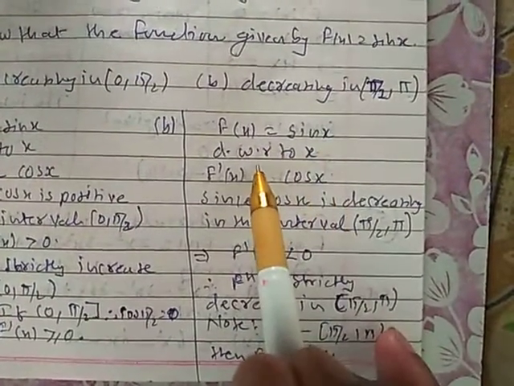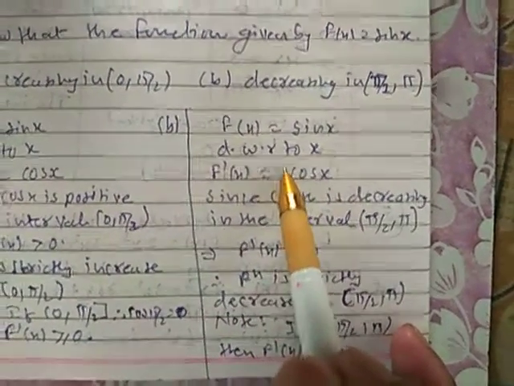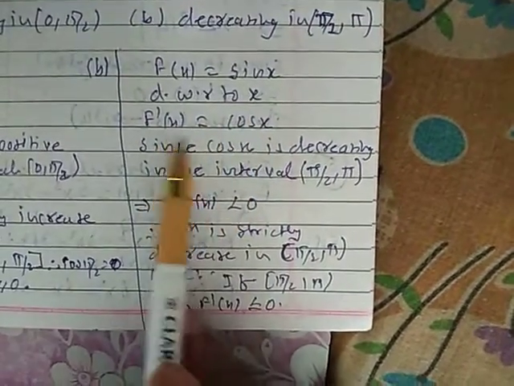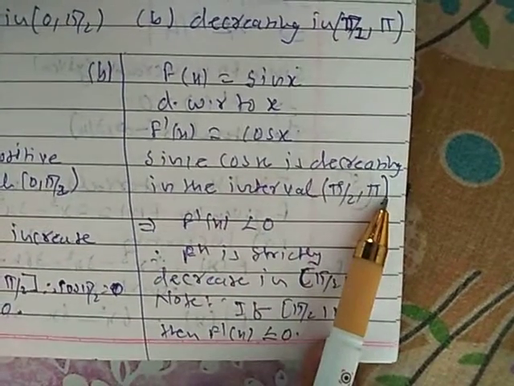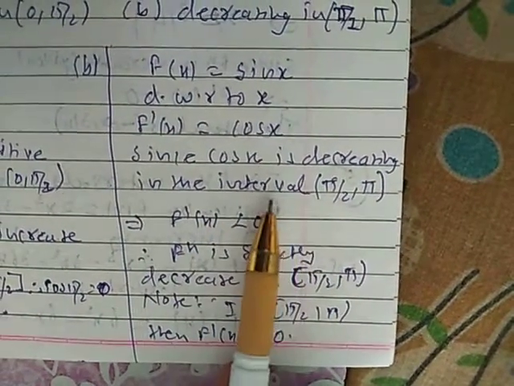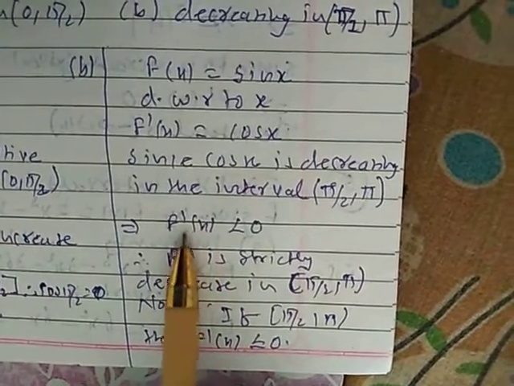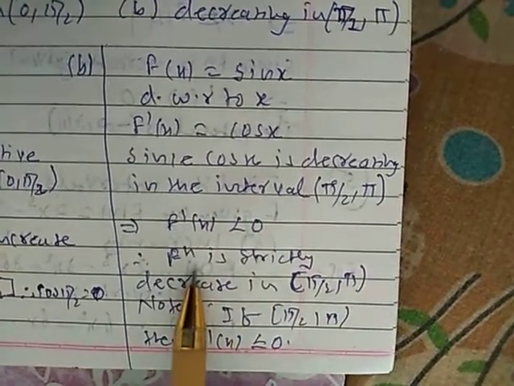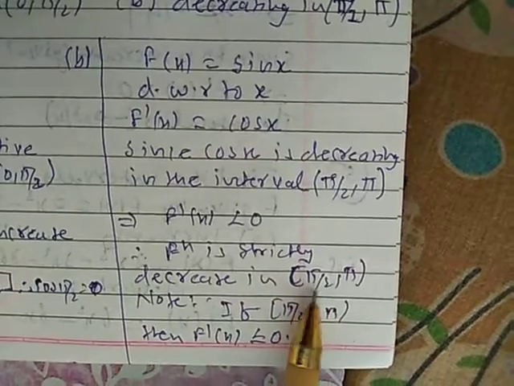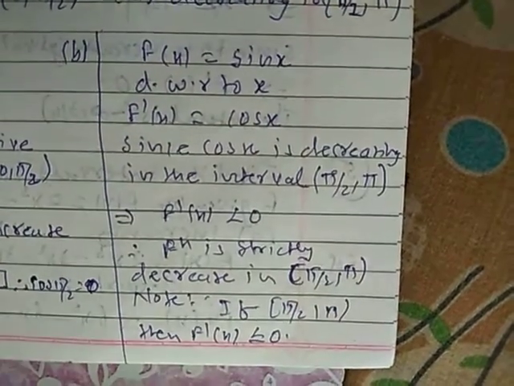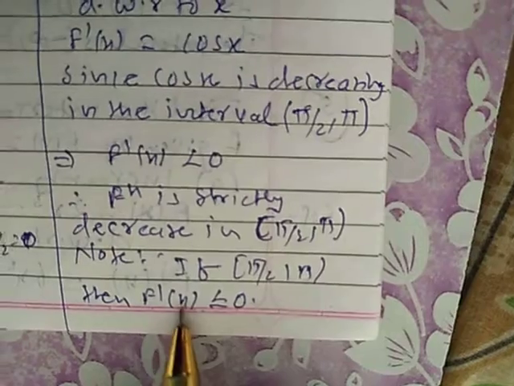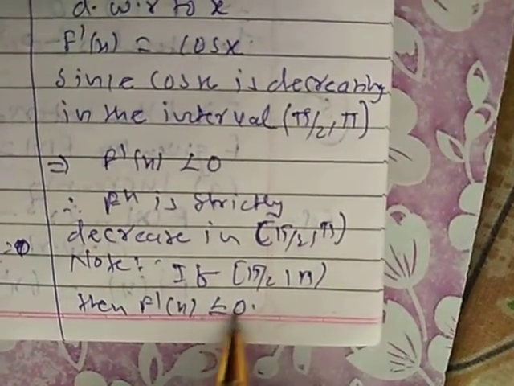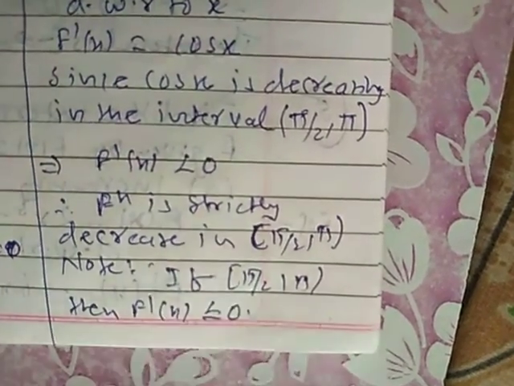The same way here, f(x) = sin x, the derivative with respect to x, f'(x), is cos x. Since cos x is decreasing in the interval pi by 2 to pi, f'(x) is less than 0. So the function is strictly decreasing in the interval pi by 2 to pi. If it is the closed interval pi by 2 to pi, then f'(x) will be less than or equal to 0, because it is again 0 at pi by 2.